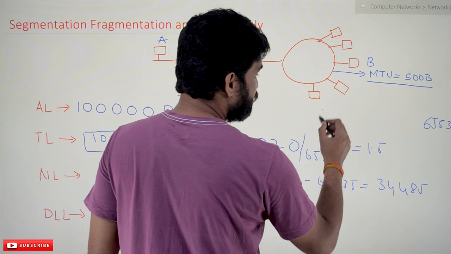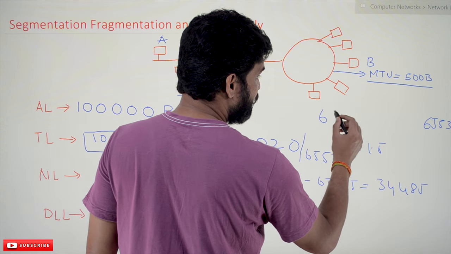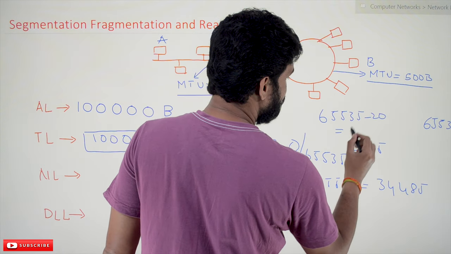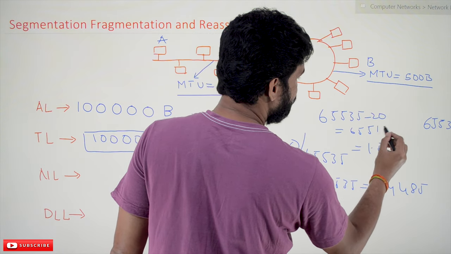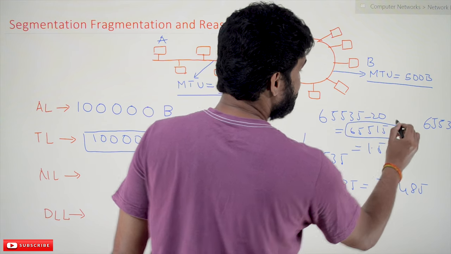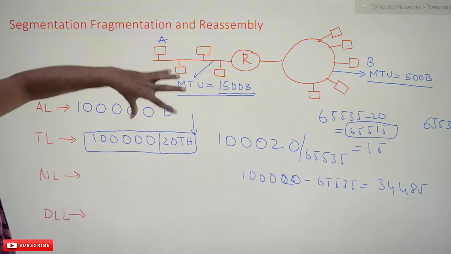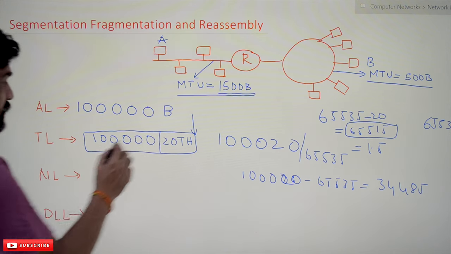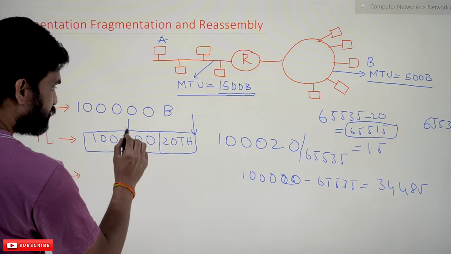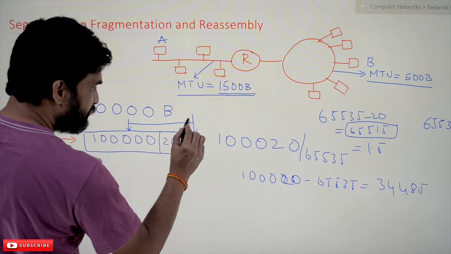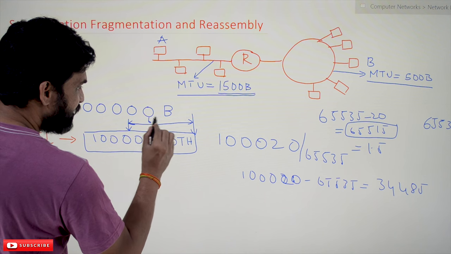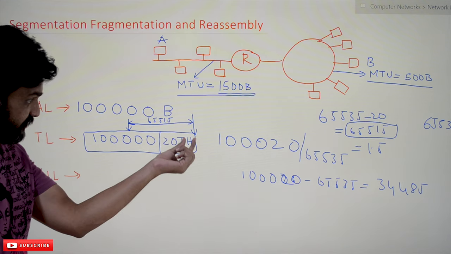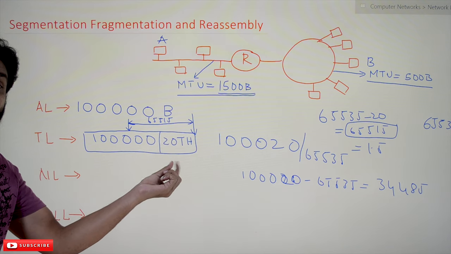So if you exclude the number of bytes that are required for the header, it is minus 20, which is equal to 65,515. So these many bytes are to be taken from the data, from the transport layer segment. We call it a segment, right? So starting from here, the number of bytes that we have to take is 65,515. So these many bytes, which is included with the transport layer header.